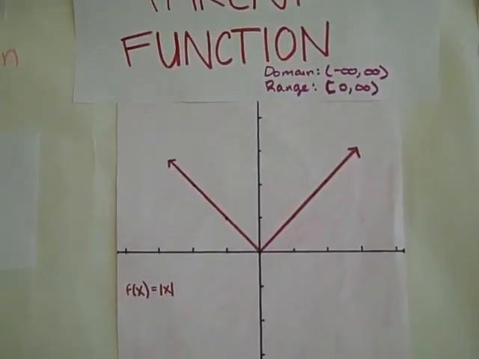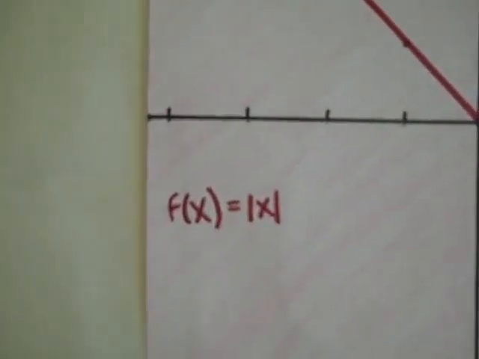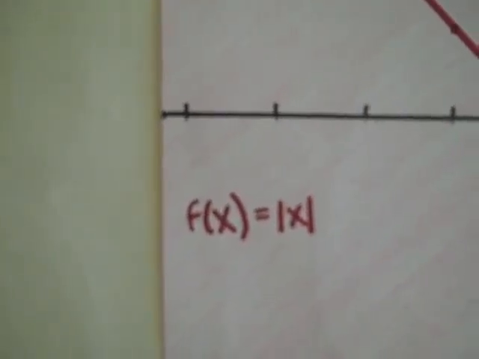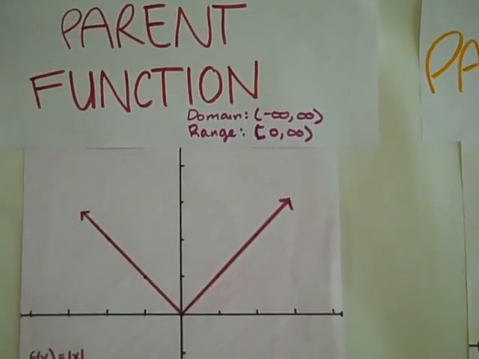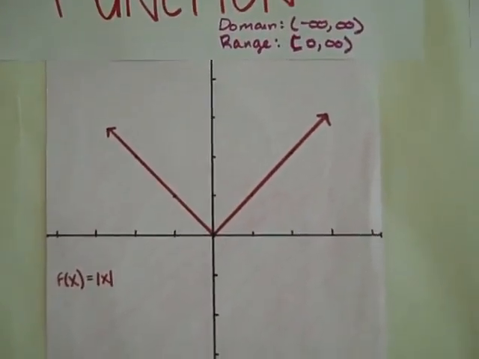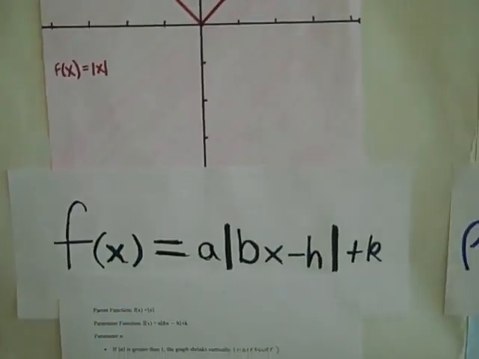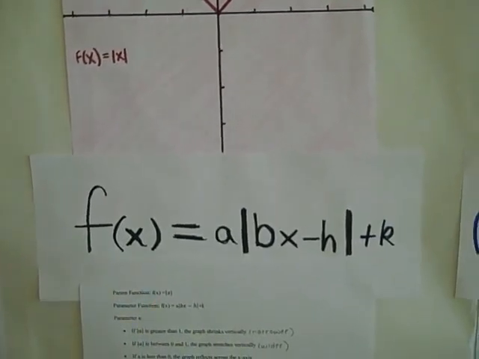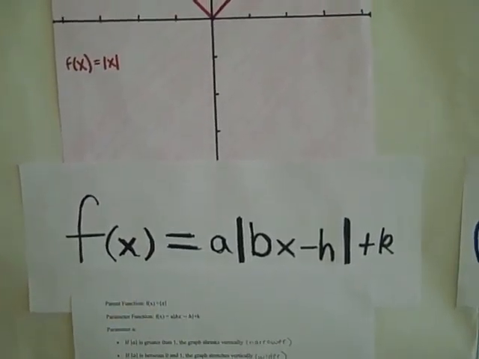The parent function of the absolute value function is f of x equals the absolute value of x. The domain of this function is negative infinity to infinity, and the range includes 0 and goes to infinity. The vertex is at 0, 0. The parameter function is f of x equals a times the absolute value of bx minus h plus k.